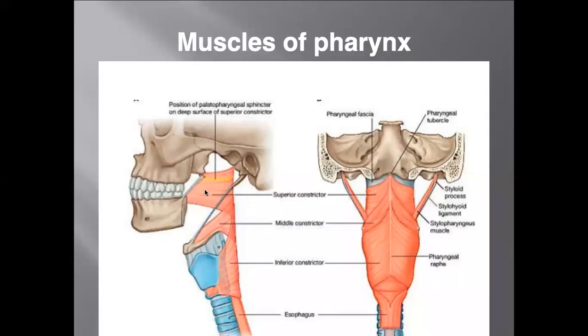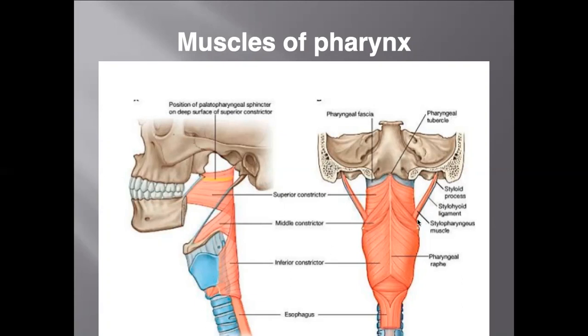Where do they go for insertion? All these muscles go backwards and get inserted to the fibrous raphe, called the pharyngeal raphe. Where is this pharyngeal raphe? It is attached to the basilar part of the occipital bone, the basi-occiput, where the pharyngeal tubercle is. To that, all the muscles are attached in a cup-shaped manner, one inside the other. This is the insertion of all the muscles.